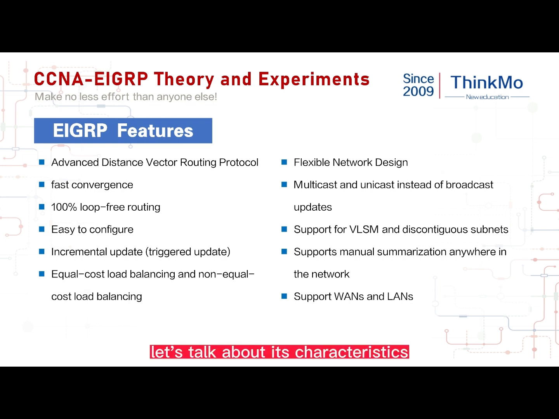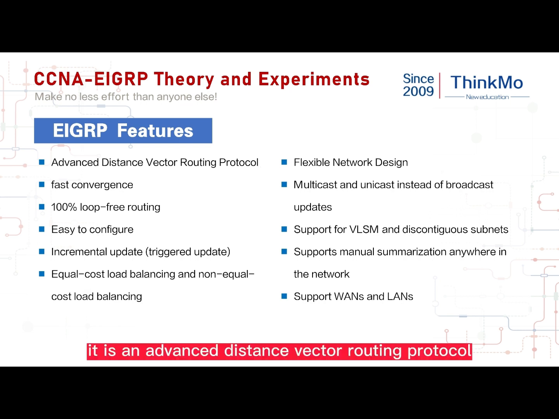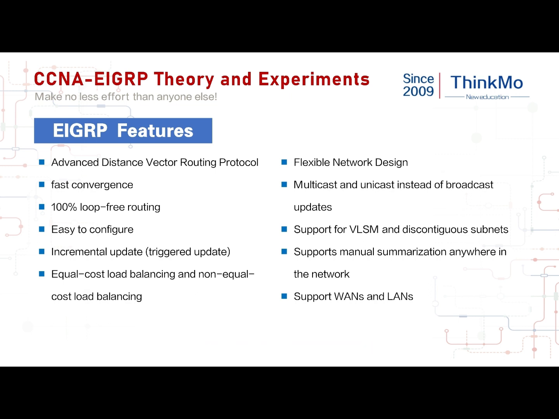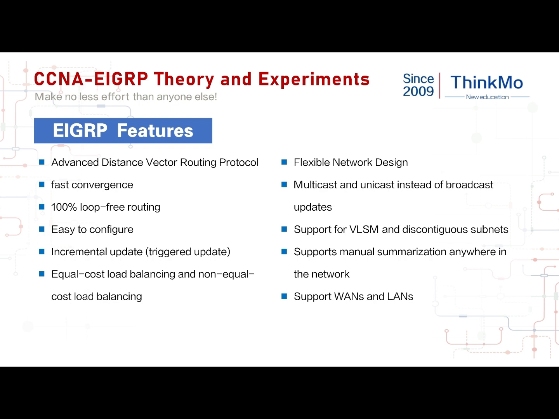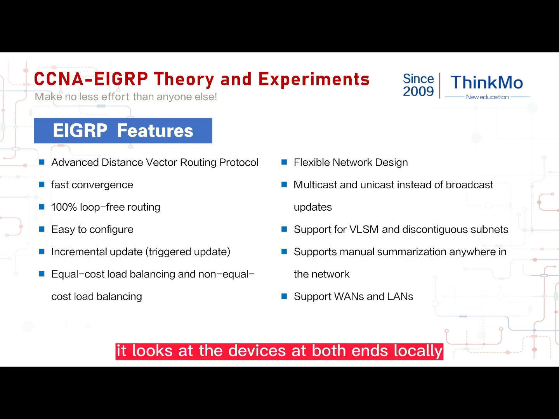Next, let's talk about its characteristics. A lot of this is nonsense, so I pick some key ones. First let's talk about the advanced distance vector. It is an advanced distance vector routing protocol. It is a distance vector routing protocol, just more advanced. Where is the advanced part? I just said. For RIP, it's like someone gave it a cooked meal and it ate directly. It looks at the devices at both ends locally, then sends the data to others.